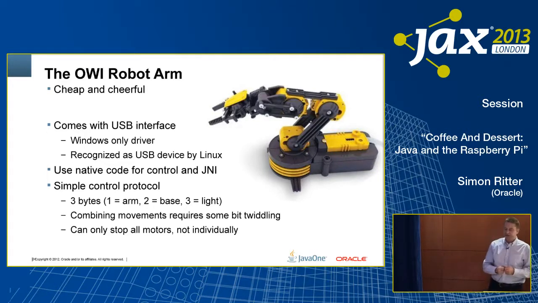It was about just over 20 quid, I think. And it comes with a USB interface, so that was nice. Had a Windows driver, but there's no Linux driver by default. But it did get recognized by the Linux distribution on the Raspberry Pi. So I could see some devices. That was good. So then I wrote some JNI code and got it to actually work with that, and made it do some things in terms of being able to move the robot arm and stuff like that. So that was all kind of interesting.